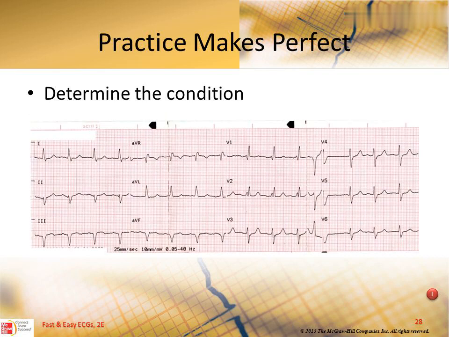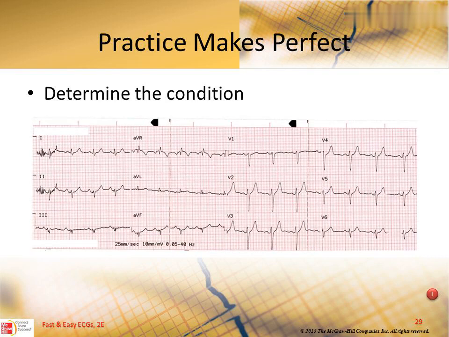Practice makes perfect. Determine the condition. Sinus rhythm with occasional PVCs, right bundle branch block and left anterior hemiblock, bifascicular block, and inferior infarct, age undetermined.